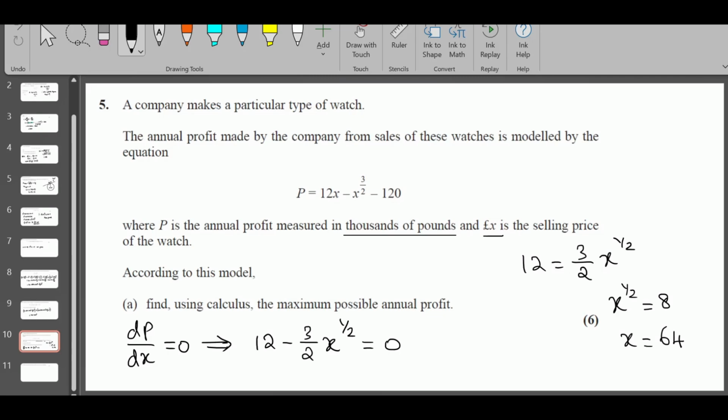Now, let's say you have two values, x is equal to 64 and 12. We need to know which value will give you the maximum profit, right? In other words, which stationary point is a maximum point? But in this case, we have only one value of x and they are talking about maximum possible profit. So you can just substitute this in here. Don't sub in here, that's wrong. You need to sub into the actual function.